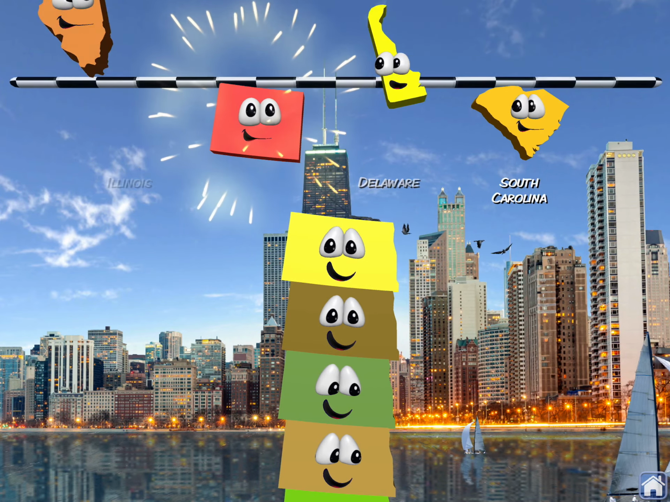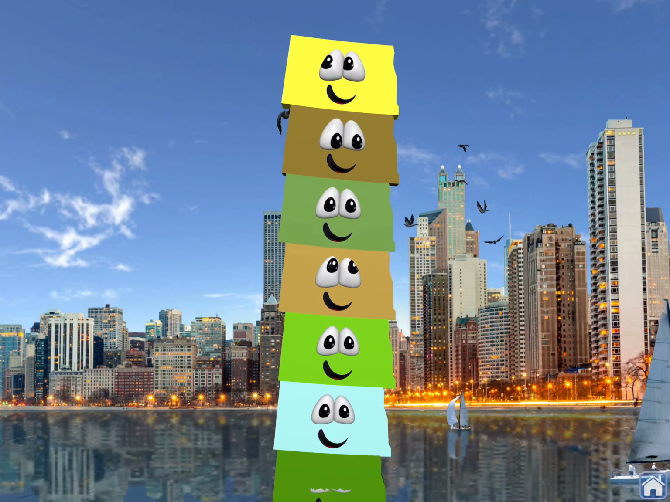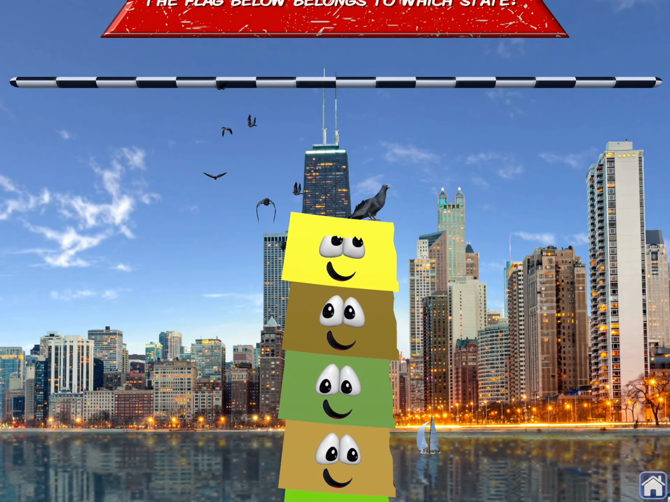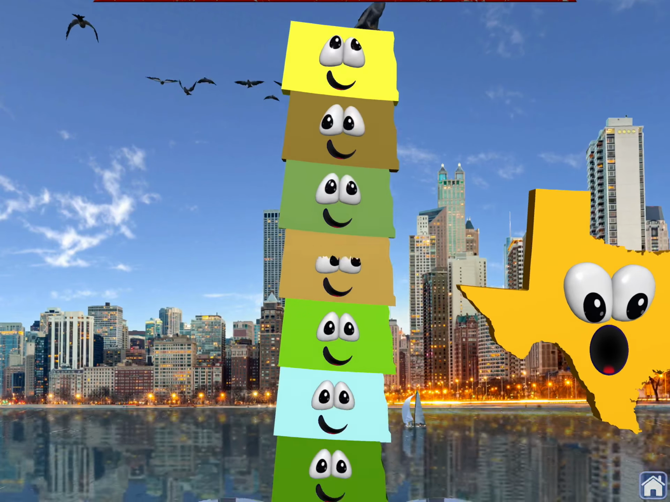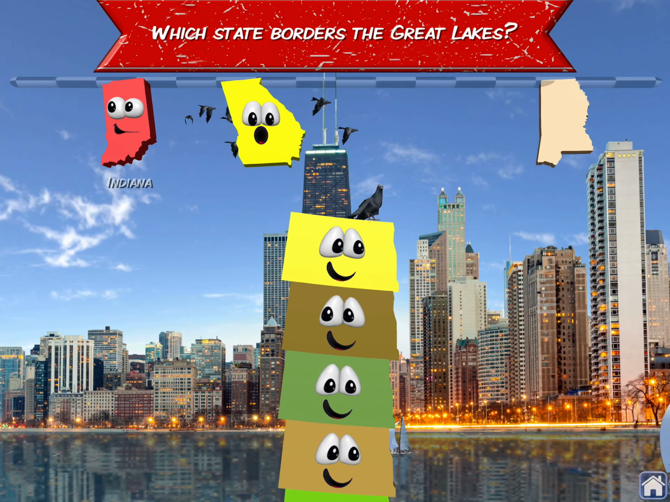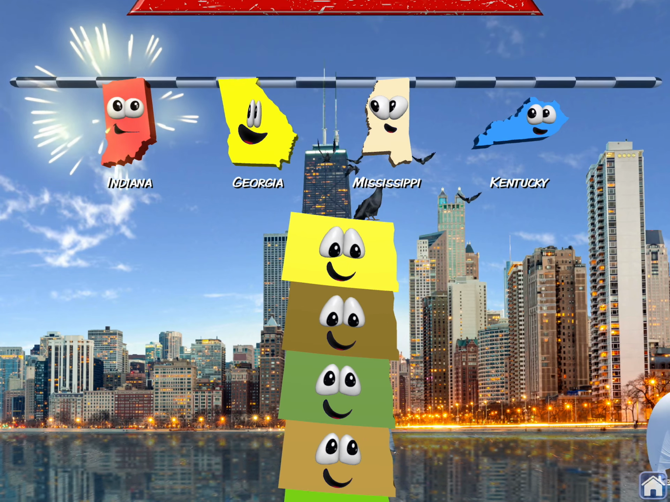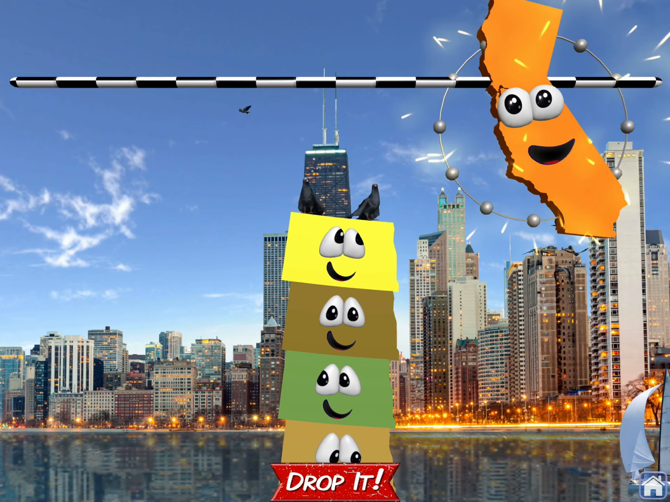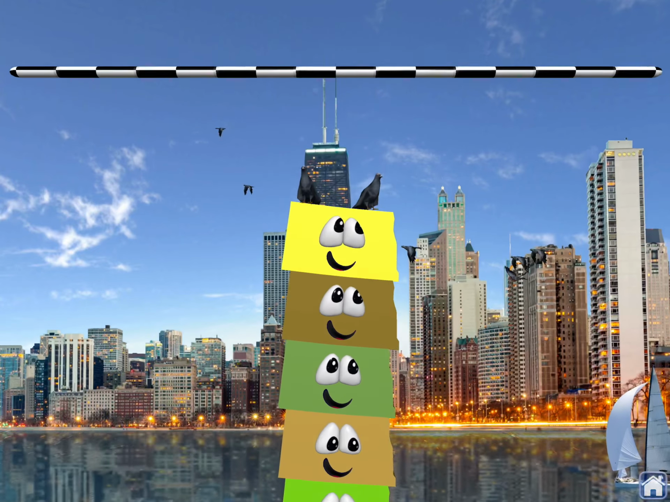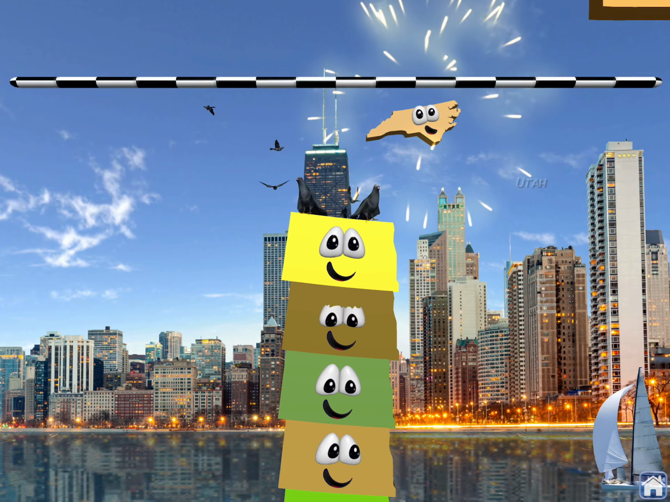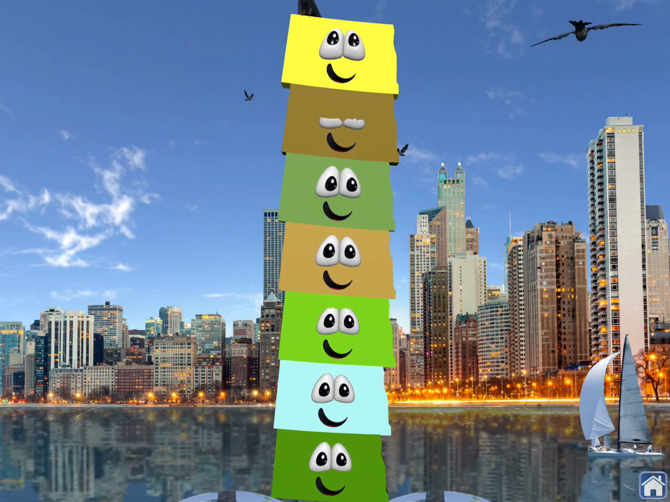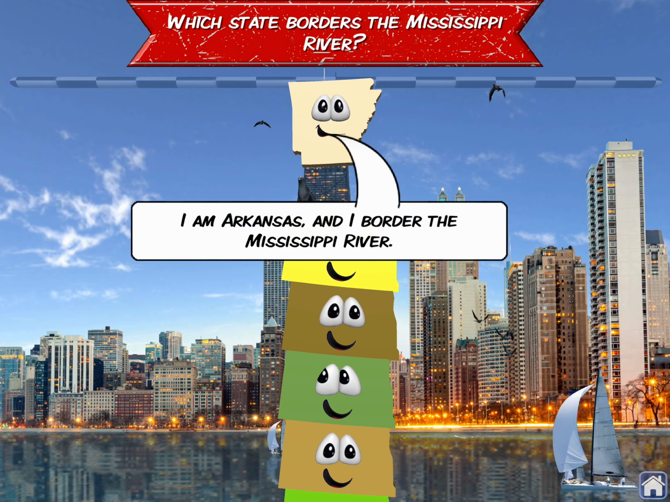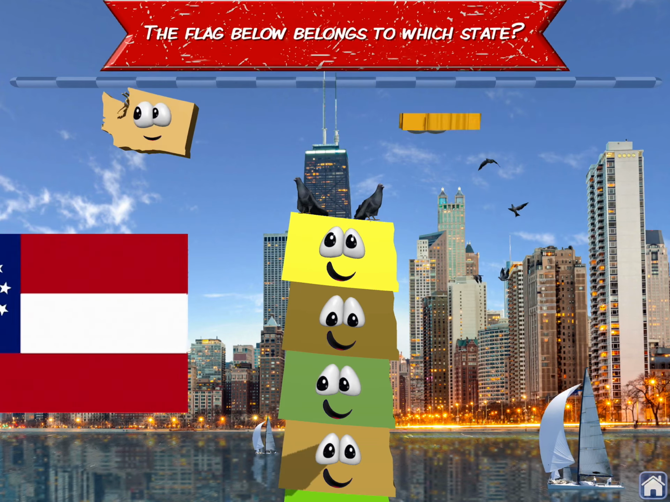Which state shares a border with Wyoming? Which of these states? The flag below Texas. Which state borders the Great Lakes? Indiana. Georgia. Which state borders California? Which state borders the Atlantic Ocean? North Carolina. Which state borders the Mississippi River? West Virginia. I am Arkansas and I border the Mississippi River. The flag below Georgia.